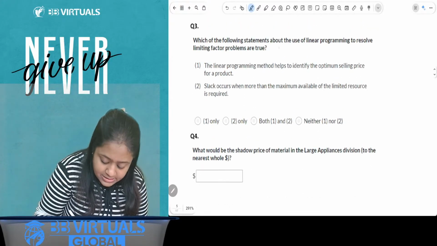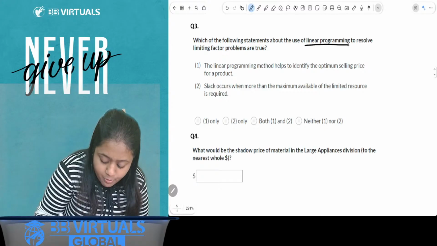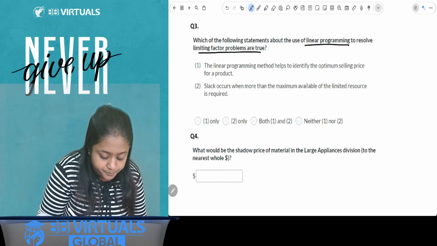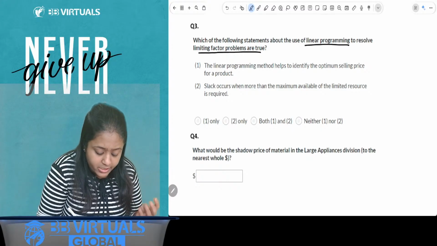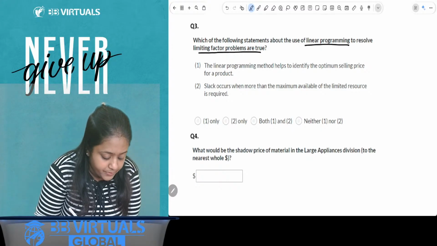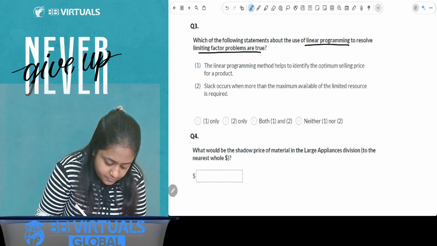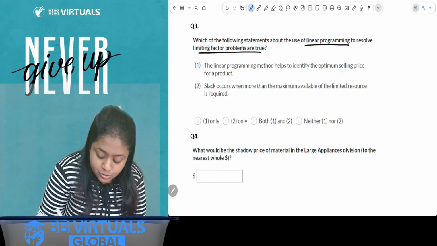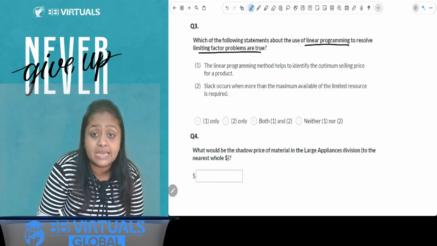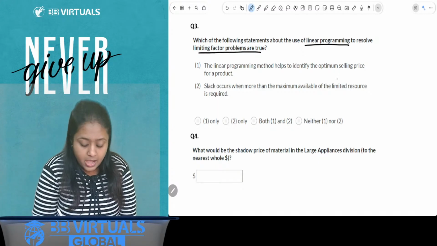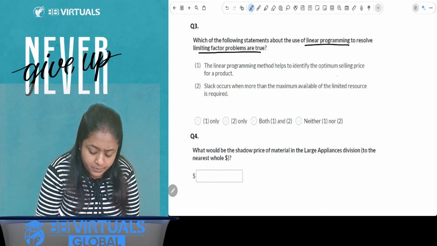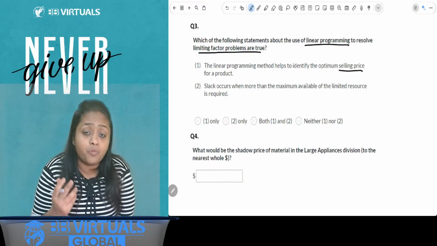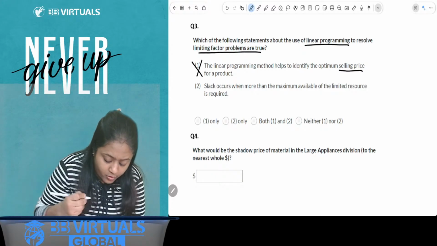Which of the following statements about the use of linear programming to resolve limiting factor problems are true? Let's see here. The linear programming method helps to identify the optimum selling price for a product. Does it? No, we look at the optimum quantity. So therefore this is wrong.